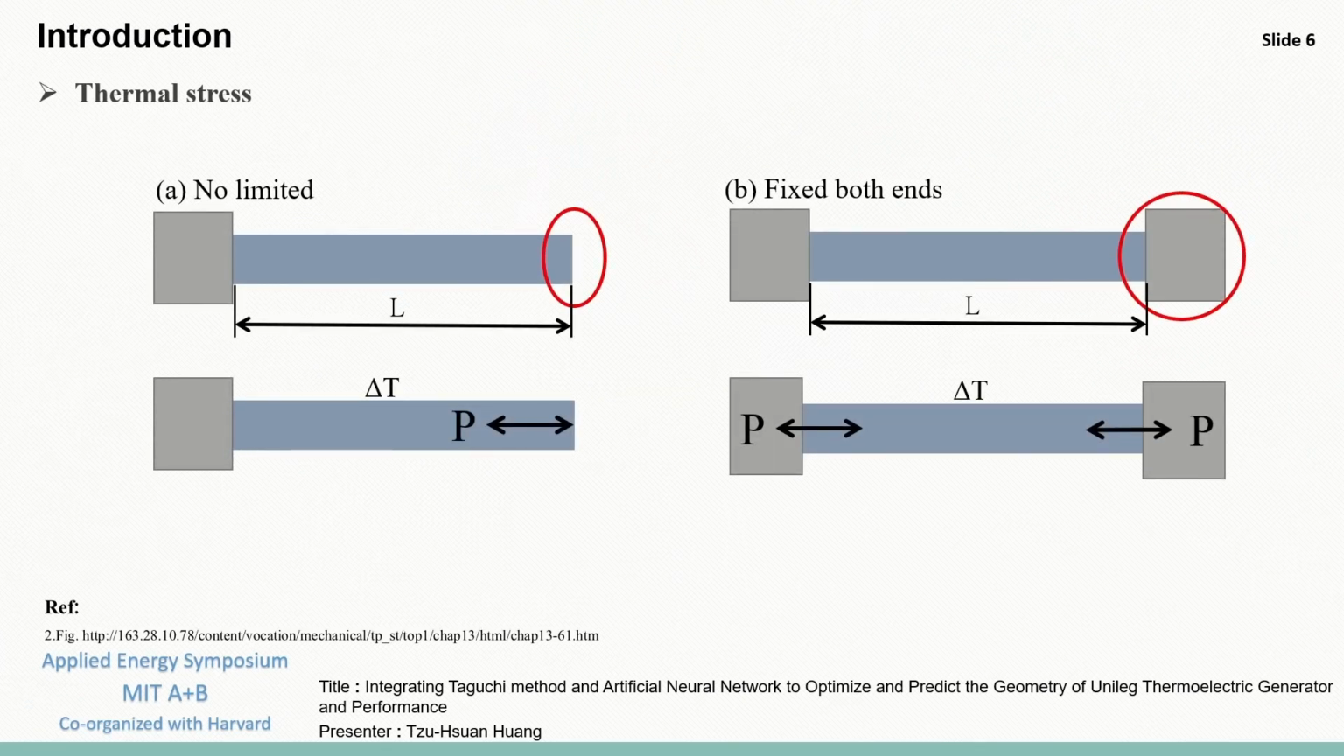So why is there thermal stress? Thermal stress is a mechanical stress created by any change in temperature of a material. This stress can lead to fracturing or plastic deformation. So we can see case A: with no limit, the material is deformed in this direction. And case B, because both sides of the material are fixed, the TEG geometry is restricted when the temperature rises or falls. So compressive stress or tensile stress is generated inside it, and this kind of stress is called thermal stress.